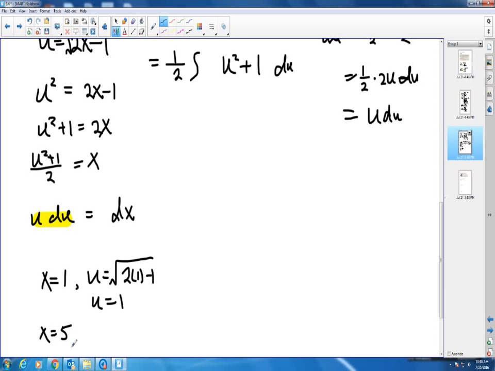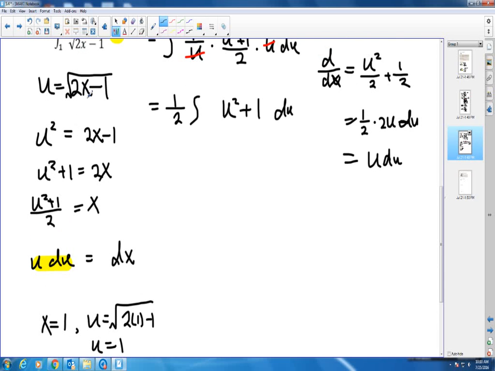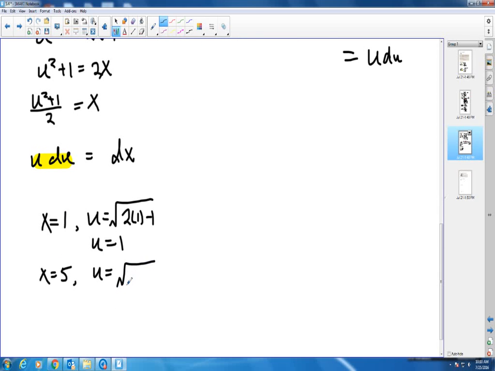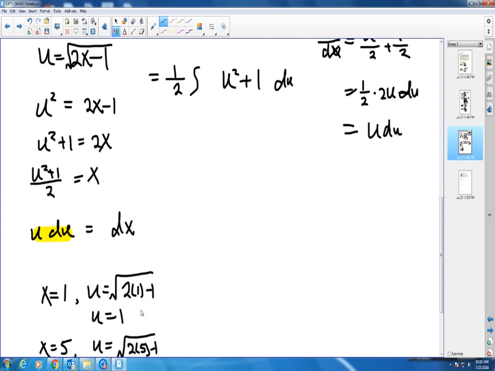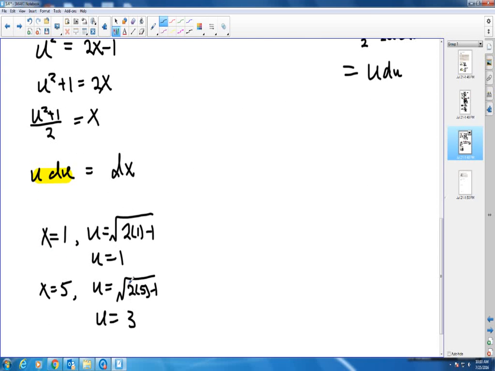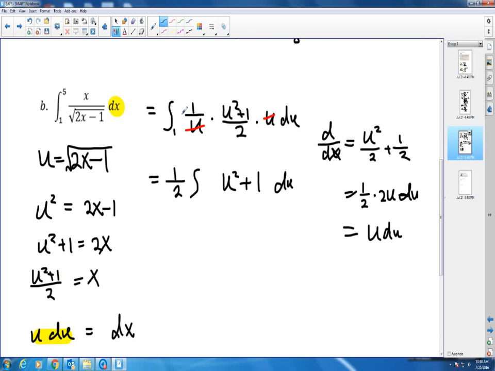So when I normally evaluate x at 5, what would it be if I were actually evaluating at u? So put a 5 right here. That would be square root of 2 times 5 is 10, 10 minus 1 is 9. So u is equal to square root of 9, which is 3. So that means if I want to evaluate in terms of u, that will be evaluated from 1 to 3. So this is going to be half times, bring down the exponent to the front in the denominator, so that plus 1 becomes 3. U to the third power over 3 plus u.